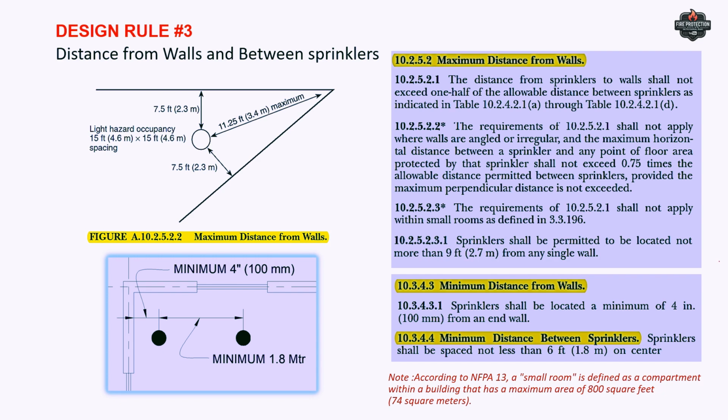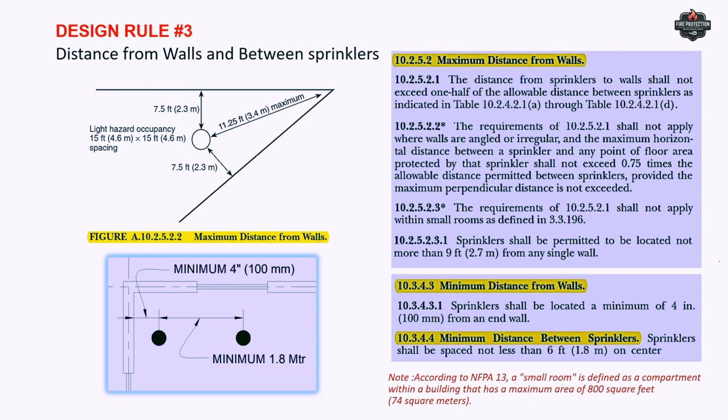For light hazard or ordinary hazard, the maximum spacing between sprinklers should be 4.6 meters. So half of 4.6 is 2.3 meters. Therefore, from the wall, the sprinkler should not exceed 2.3 meters. And this is the general rule.